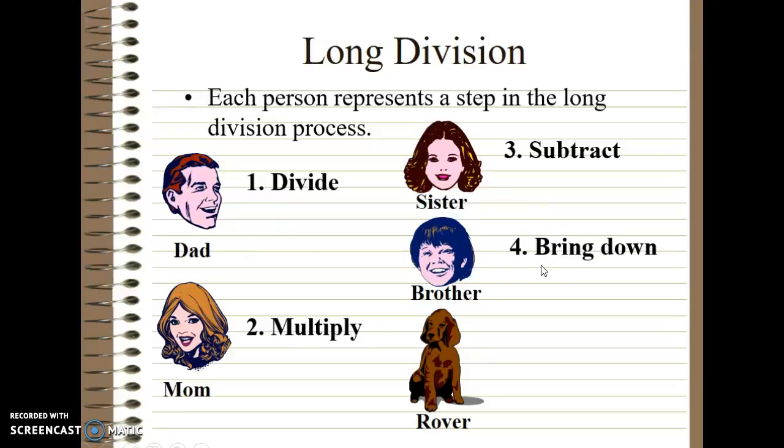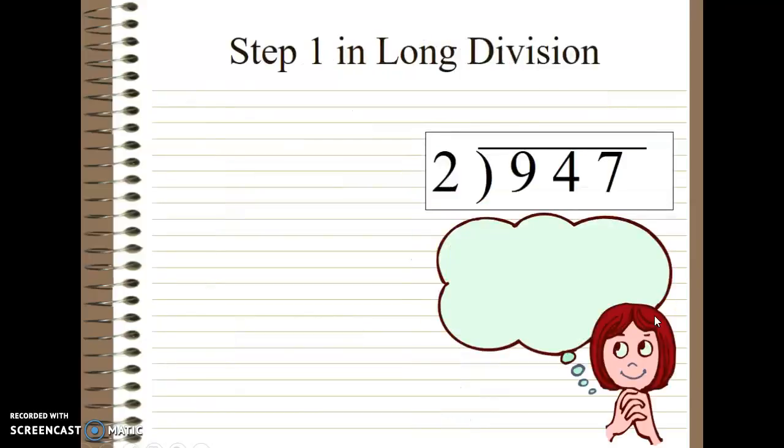Brother allows you to bring down any other number that remains inside the division box next to, or that is part of, I should say, the divisor or the dividend. And Rover is our dog, which tells us to repeat the entire process, or it lets us know if we have a remainder. So let's take a look at 947 divided by 2, taking it step by step.